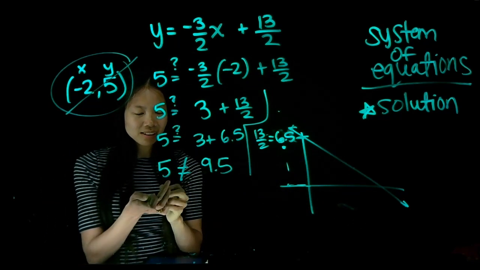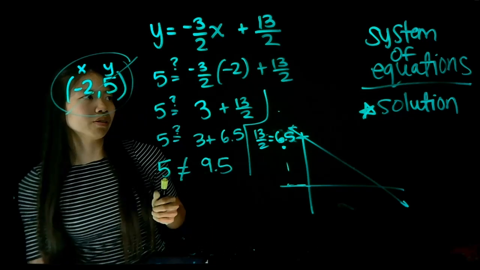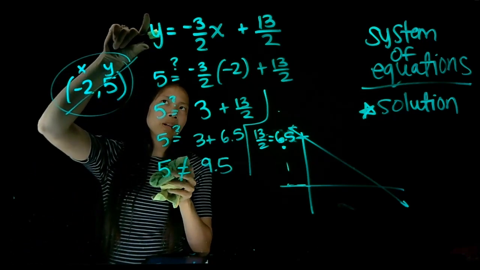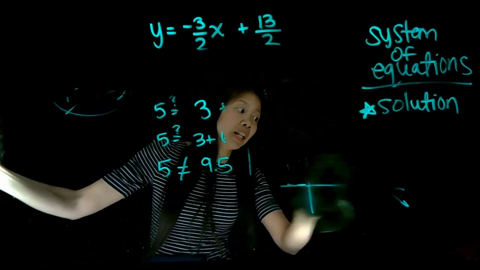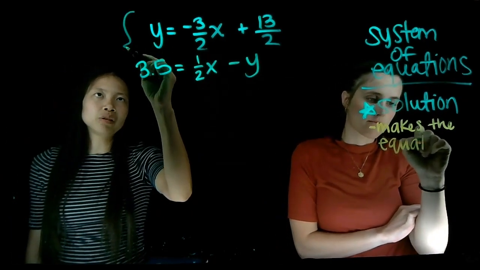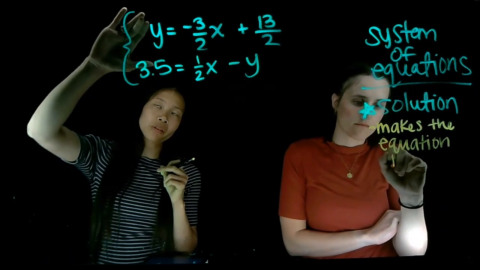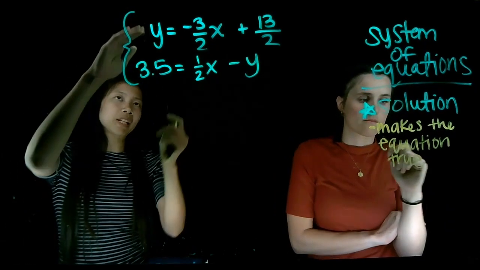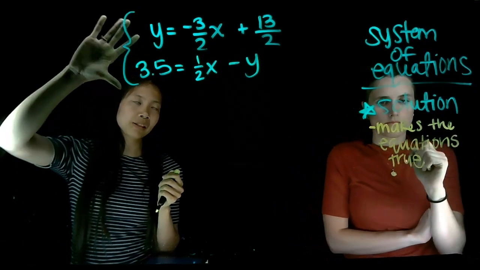Okay, now let's turn this into a system of equations. A system of equations means I have more than one equation. So I'm going to throw in another equation. All right, so now we have our system of equations. Usually you'll see a little curly brace wrapping both equations, saying that they are grouped together. So this and this make up our system of equations.